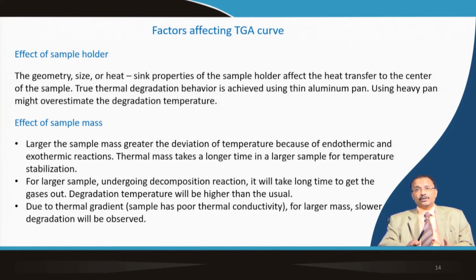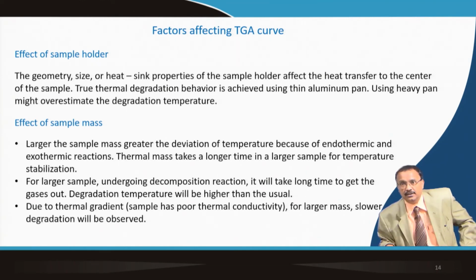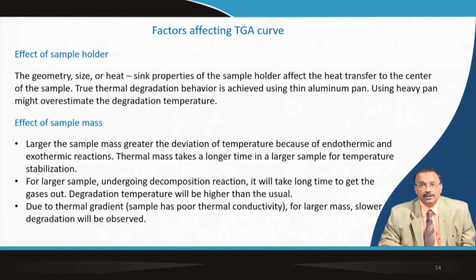So, true thermal degradation behavior is achieved using a very thin aluminum pan. Using a heavy pan might overestimate the degradation temperature. Sample mass, as I told, the larger the sample mass, the greater the deviation of temperature because of the endothermic or exothermic reaction taking place. So, the deviation of temperature will be more. Thermal mass actually takes a long time for temperature stabilization for a larger sample.